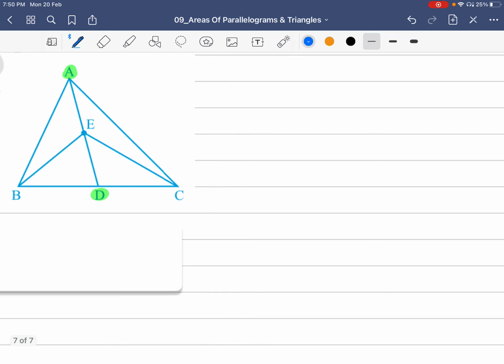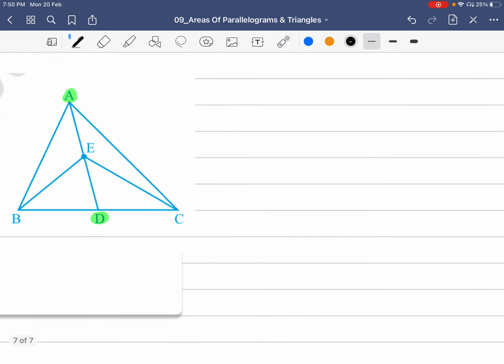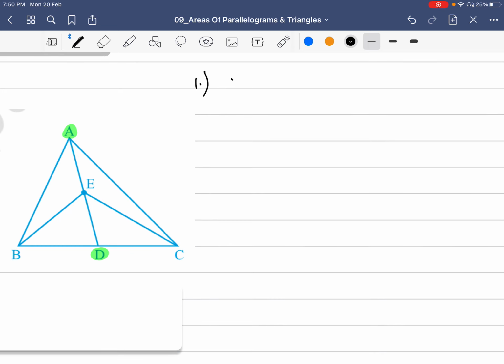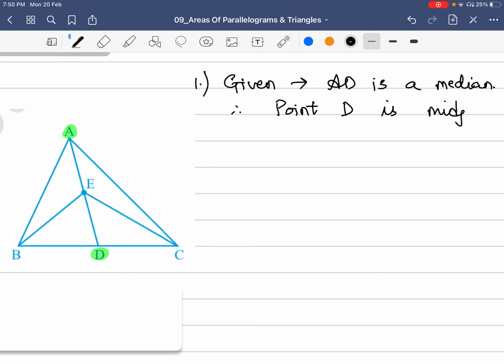I'm just going to note it down here. So let's start from here. So given, AD is a median, therefore point D is the midpoint. Point D is a midpoint of the side BC. This is an important observation.